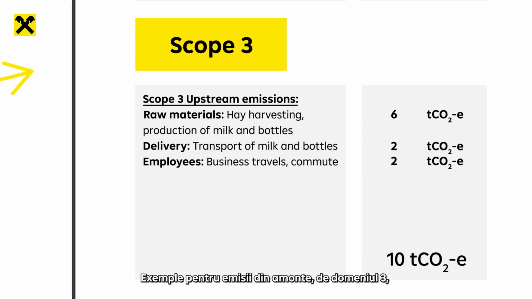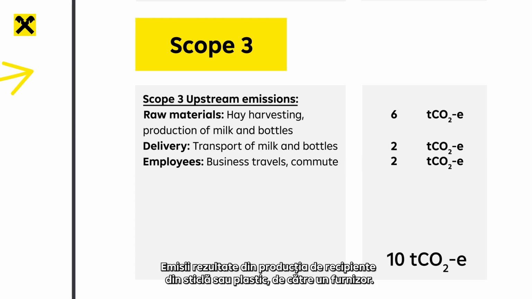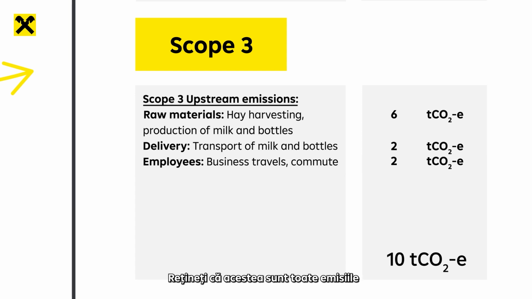Examples for Scope 3 upstream emissions of a dairy are emissions of hay harvesting, emissions of production and transportation of bought milk for farmers, emissions from glass or plastic bottle manufacturing by a supplier, emission of waste treatment and recycling. Remember, these are all the emissions your product emits from raw inputs.